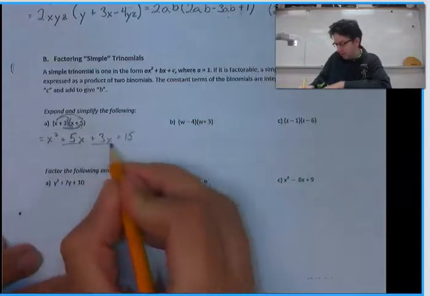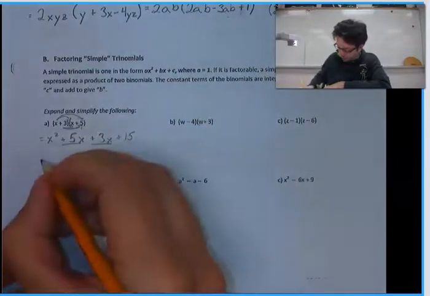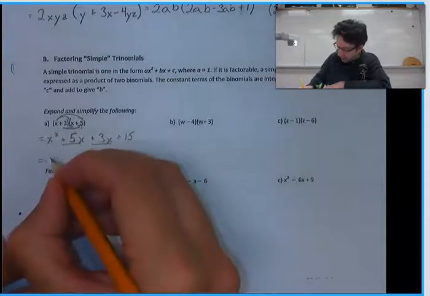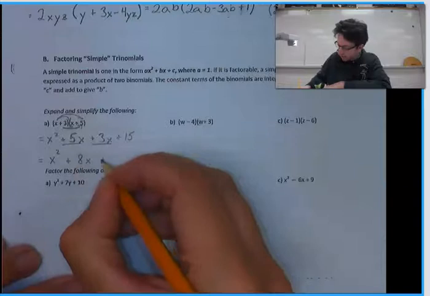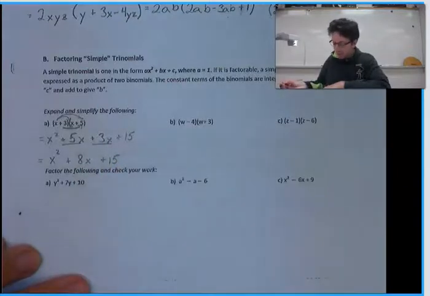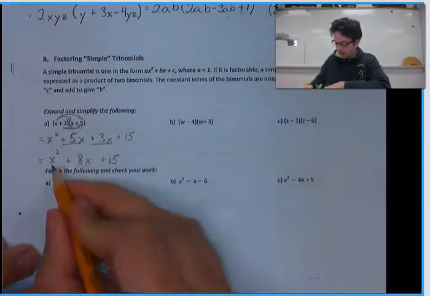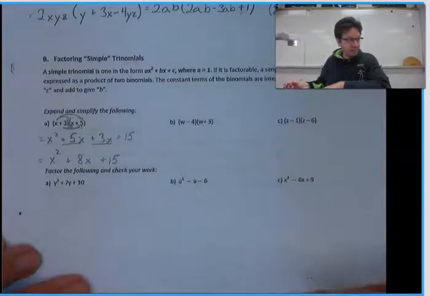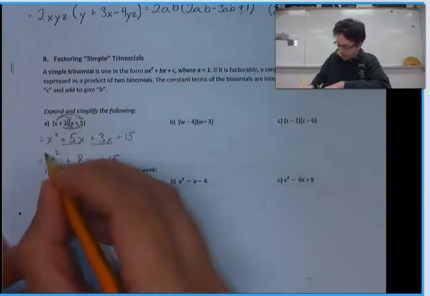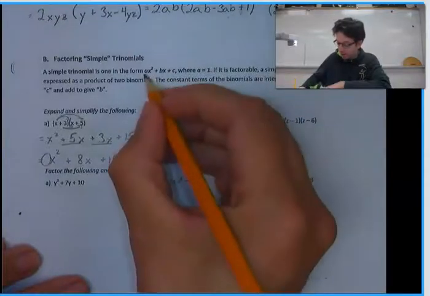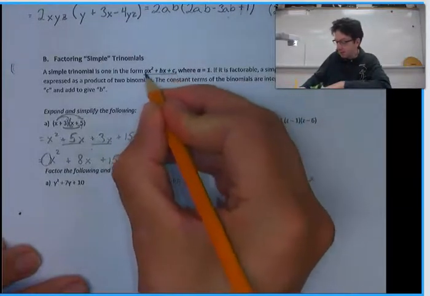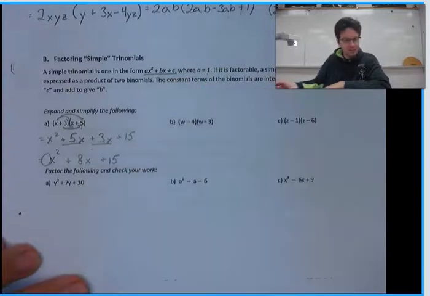Now here are some common terms, or like terms, so we can add them. So we have x squared plus 8x plus 15. Now notice when we have this, here's our trinomial. We say it's a simple trinomial because our coefficient in front of the x squared is a 1. So in this equation, where a equals 1, that's going to be a simple trinomial.